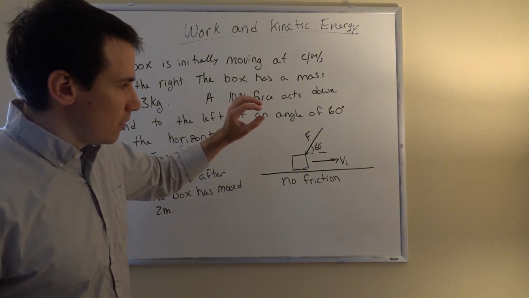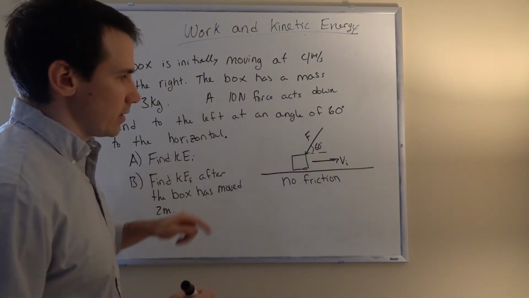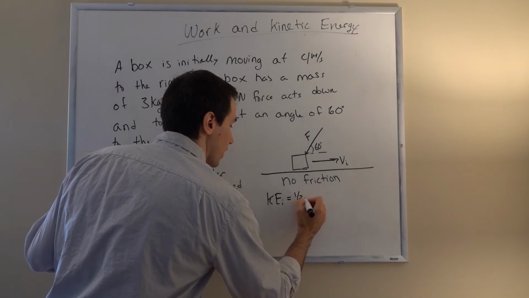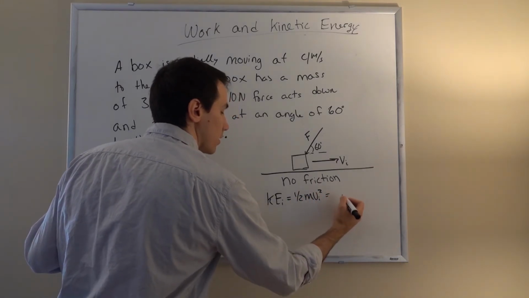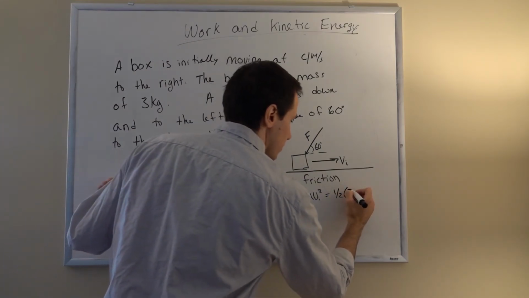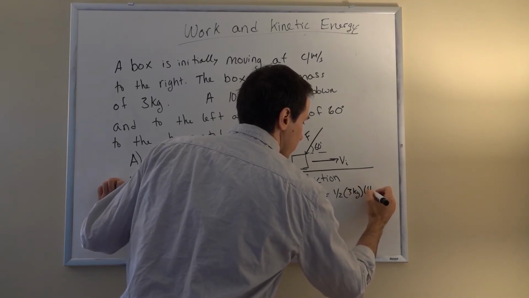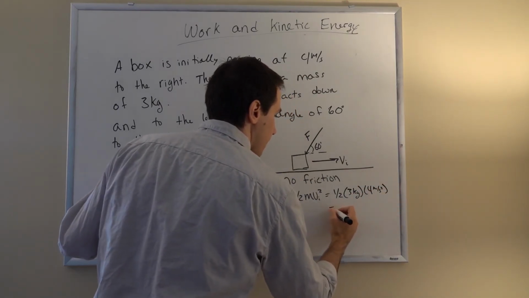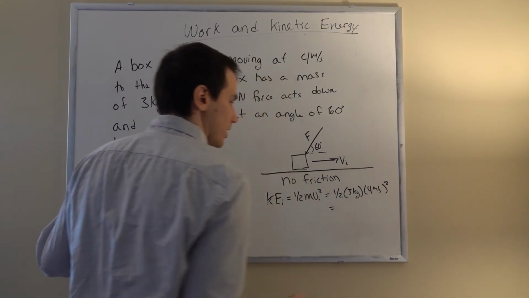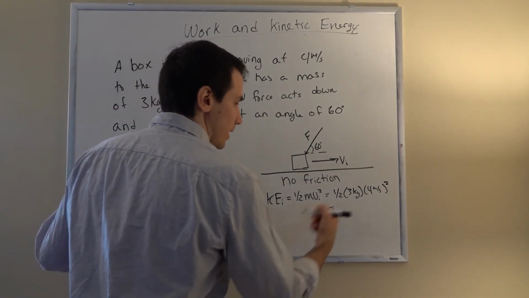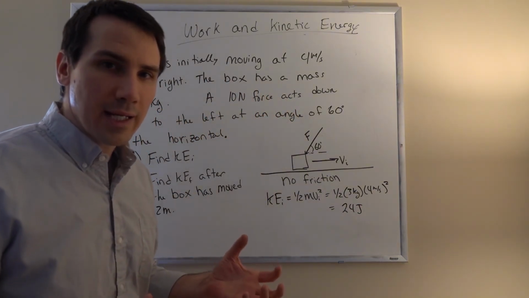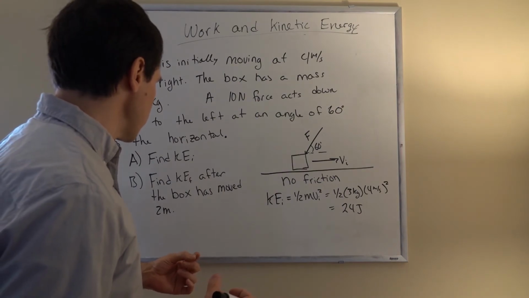So the first thing that we want to do is calculate the initial kinetic energy. That's easy. The initial kinetic energy is 1/2 m v initial squared, which looks like 1/2 times 3 kilograms times 4 meters per second, and the square goes on the outside. And that looks like 8 times 3, which is 24 joules. So the initial kinetic energy of my object is 24 joules.